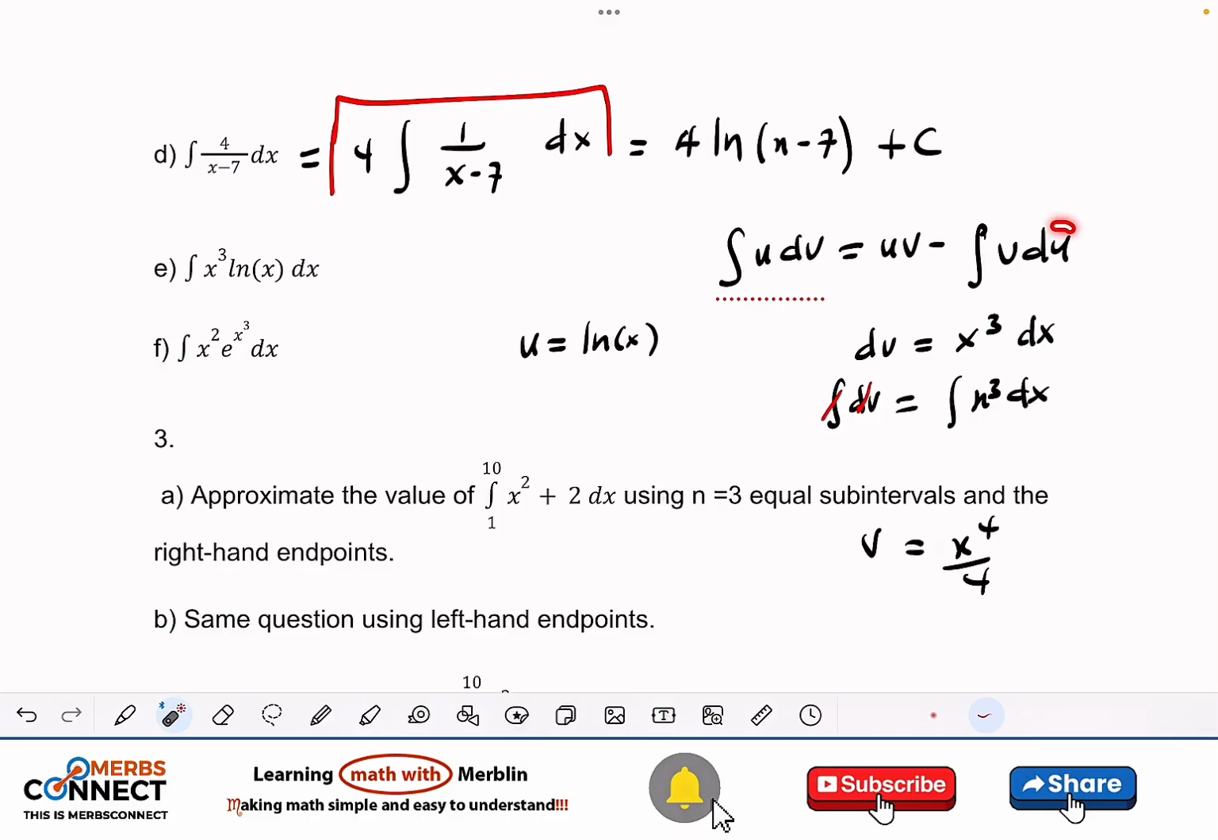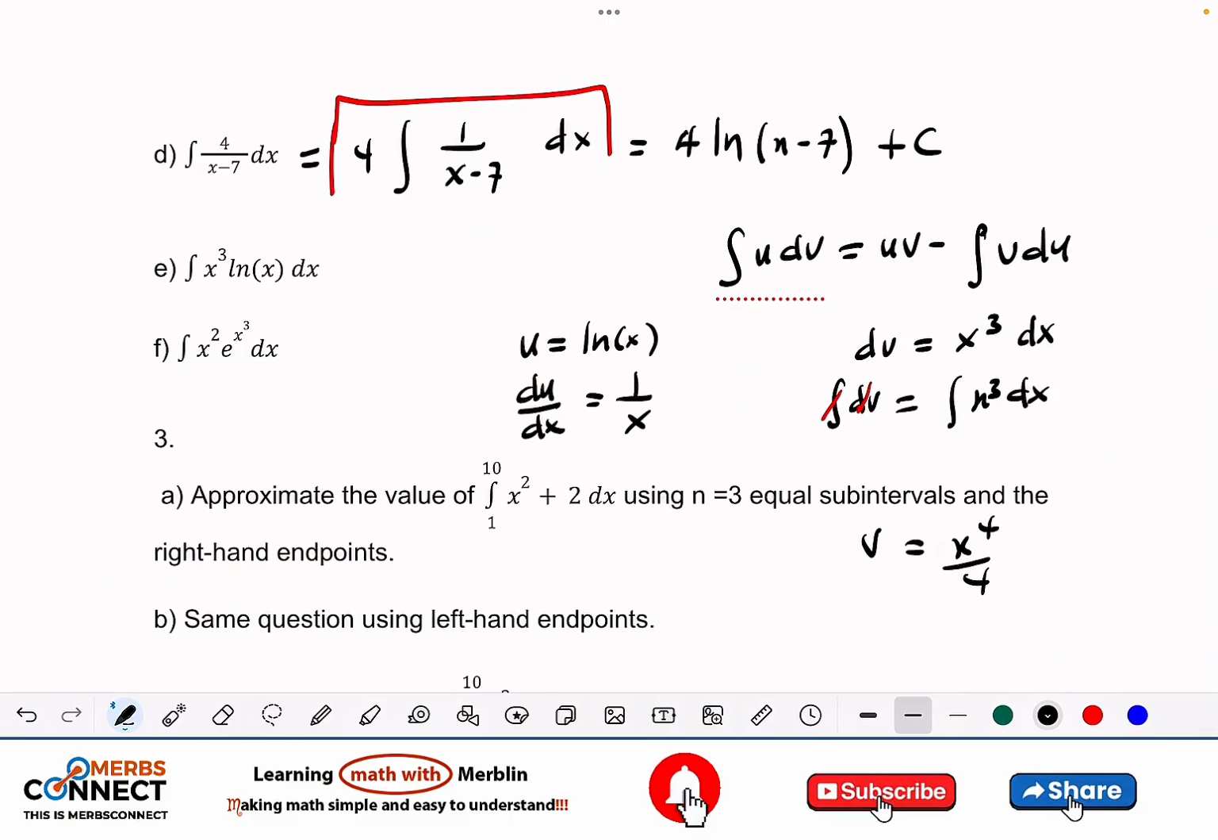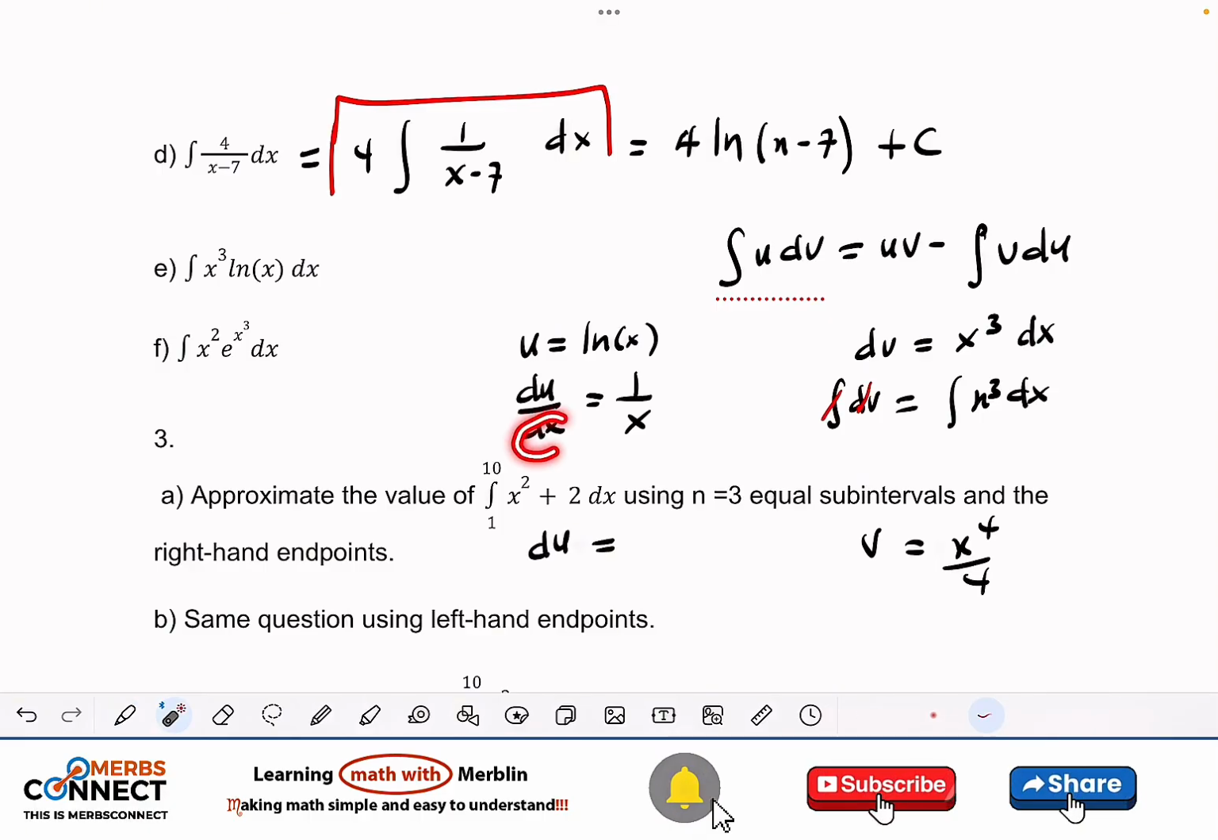Then I need du. Since u is equal to this, I'm going to differentiate u with respect to x, and I want to differentiate the ln function. What do you get? 1 over x, so now our function will not be in terms of ln again, right? So let's make du the subject. My board is so bad. So I will just multiply this by this, and I'm going to have 1 over x dx.